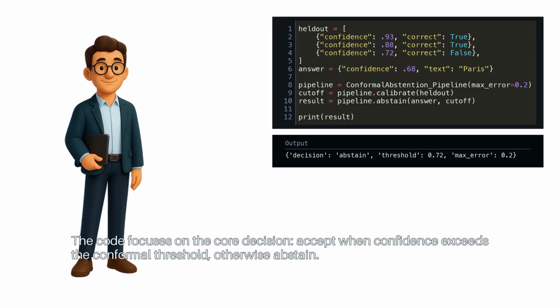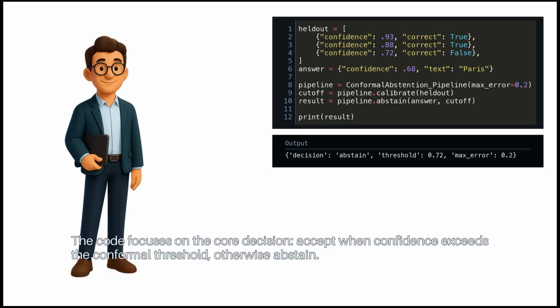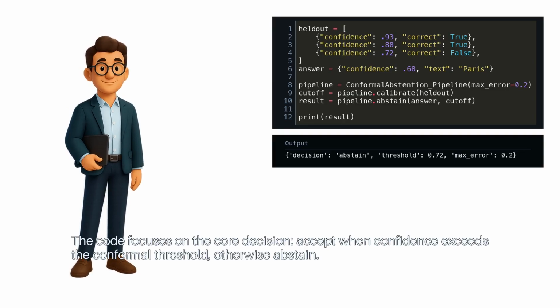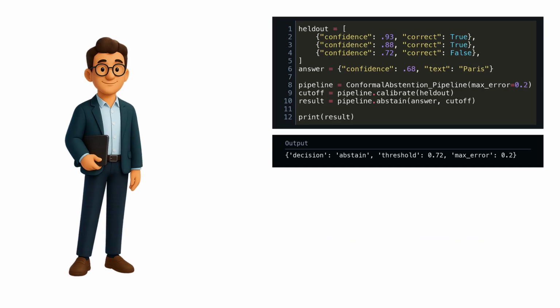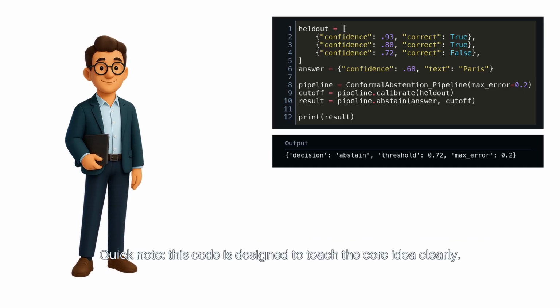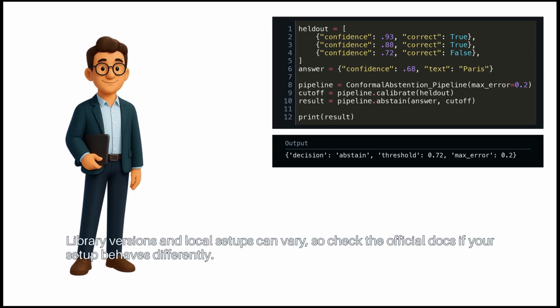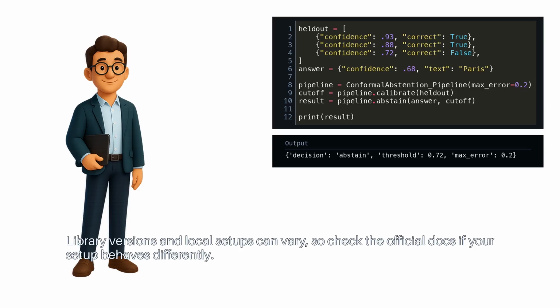The code focuses on the core decision: accept when confidence exceeds the conformal threshold. Otherwise, abstain. Quick note: this code is designed to teach the core idea clearly. Library versions and local setups can vary, so check the official docs if your setup behaves differently.